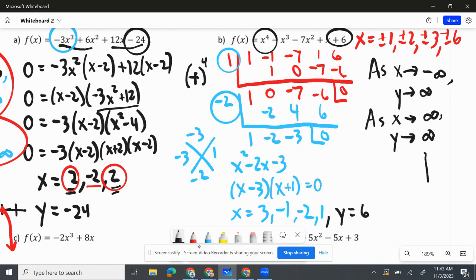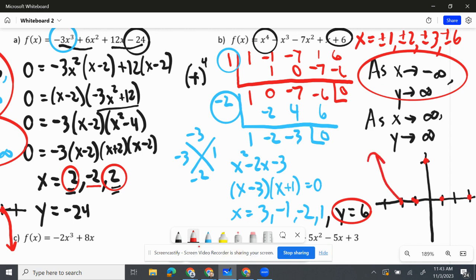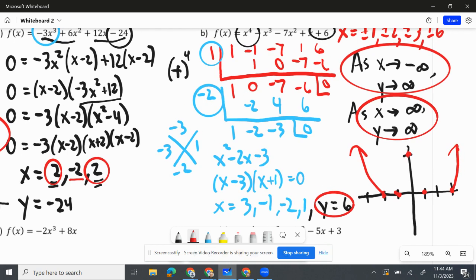Now what I'm going to do is graph it. And when I graph it, I have 3, I have -1, I have -2, and I have a +1. The y-intercept is at 6, so I plot a point at 6. As it goes to the left, it goes up. As it goes to the right, it also goes up. So I'm following the lines, and that right there gives me my answer.